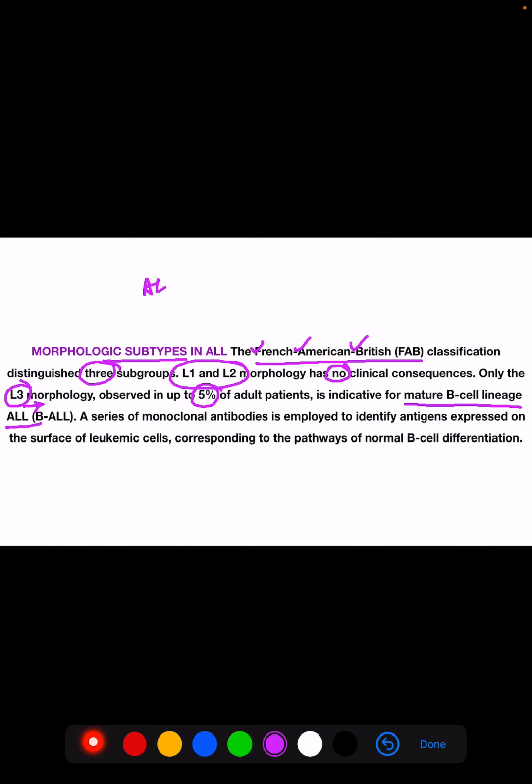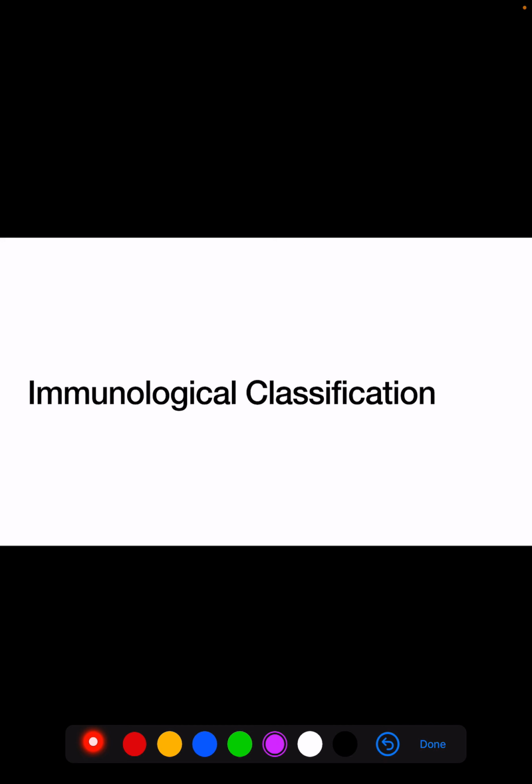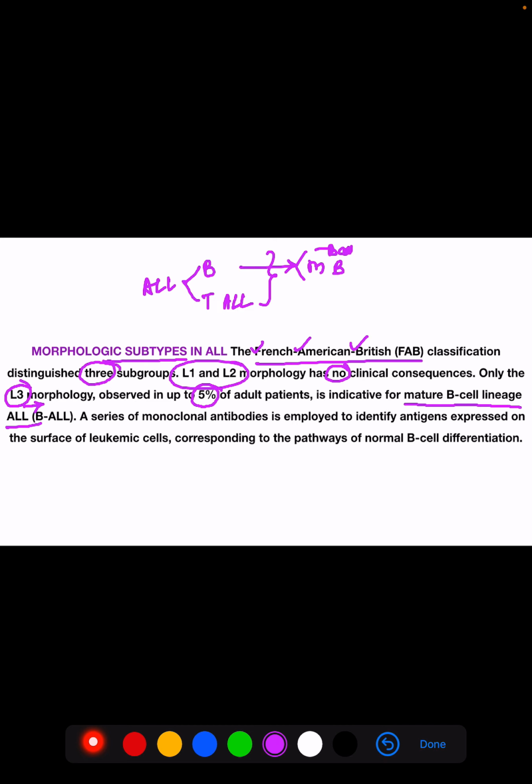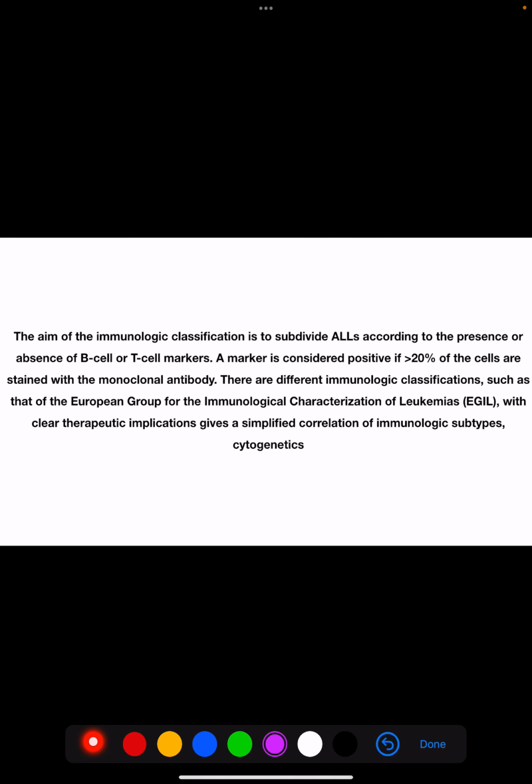In ALL, we have to see whether it is B or T ALL. So we have to differentiate this using immunological studies. And in B also we have to know whether it is mature or immature B cells, and a series of monoclonal antibodies. Okay, so then we have this immunological classification.